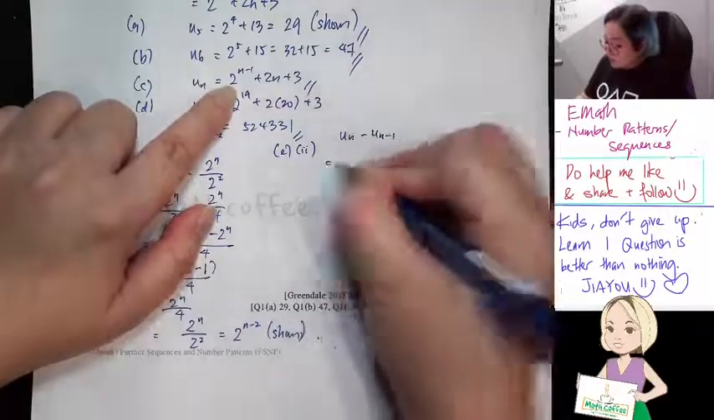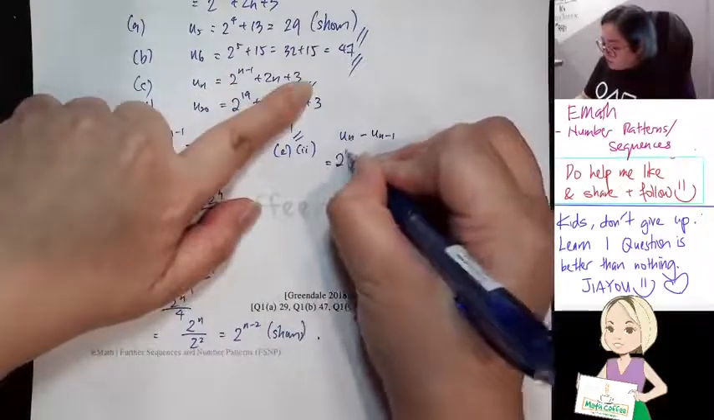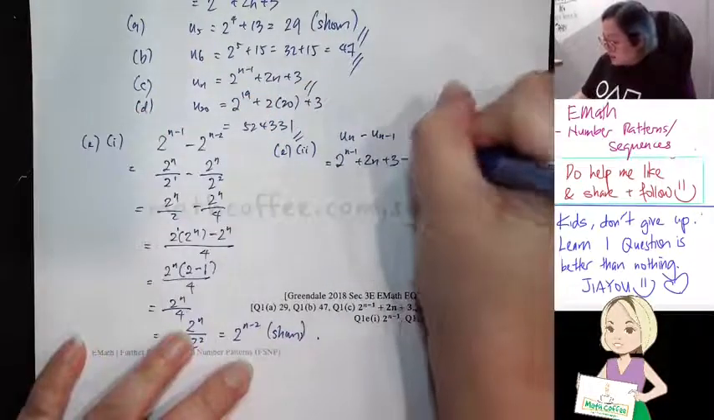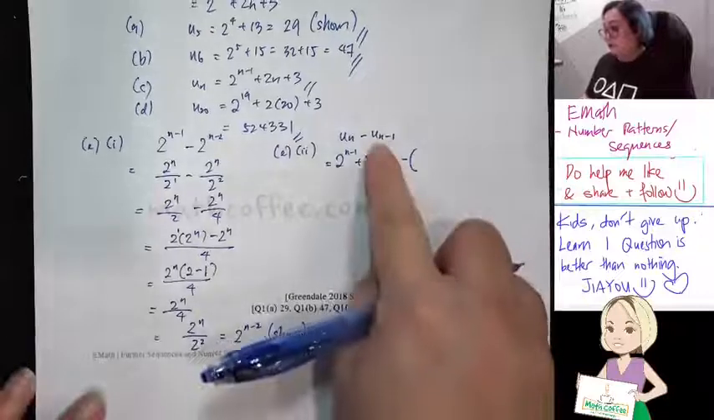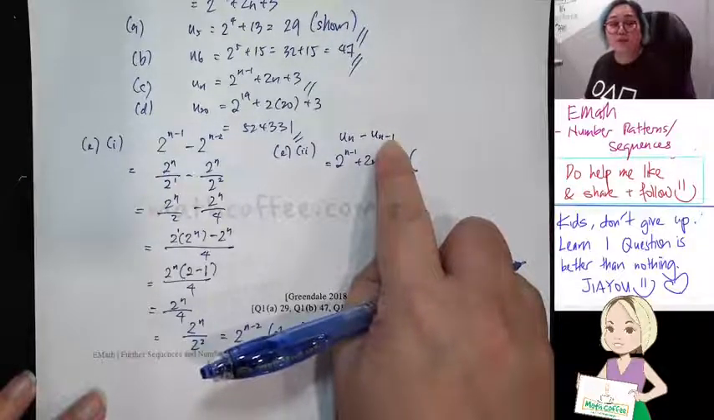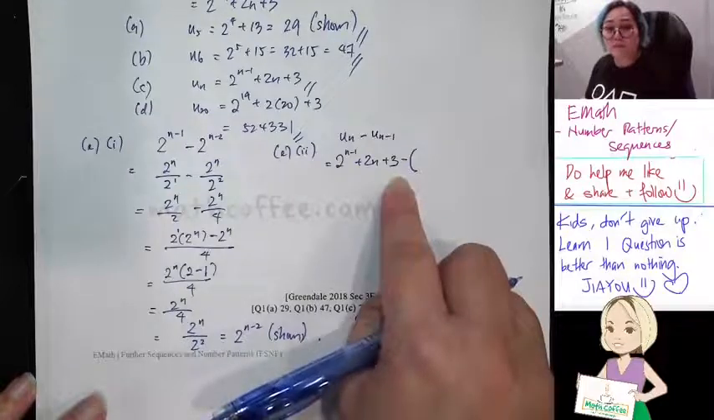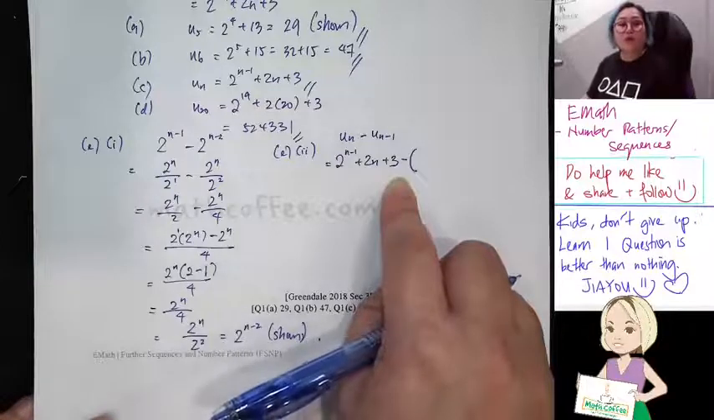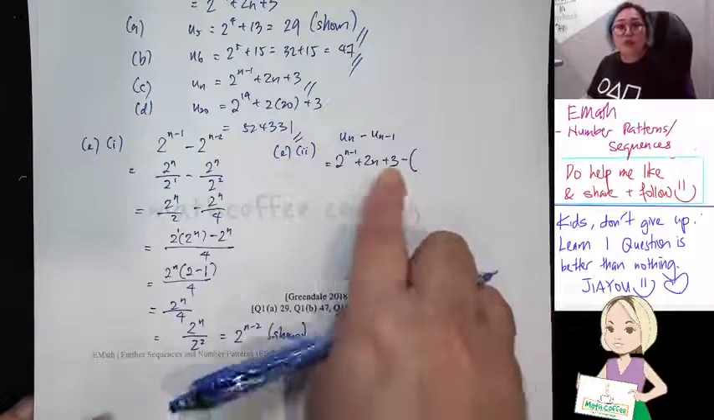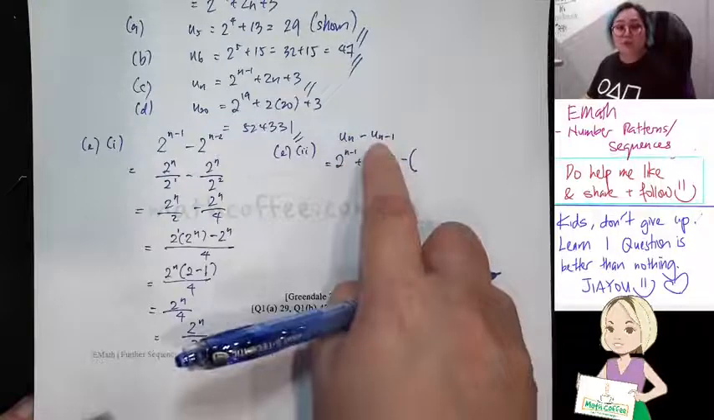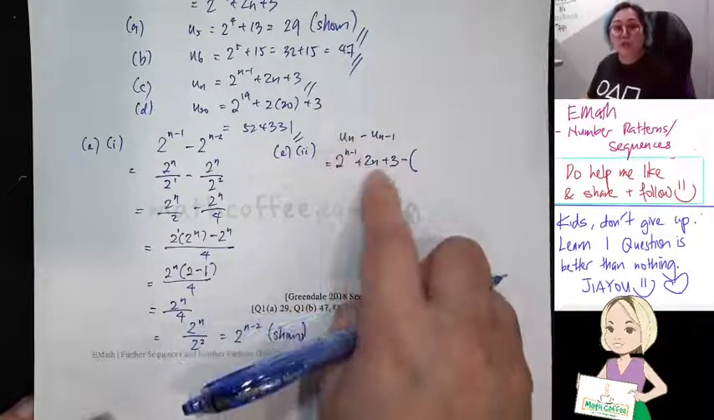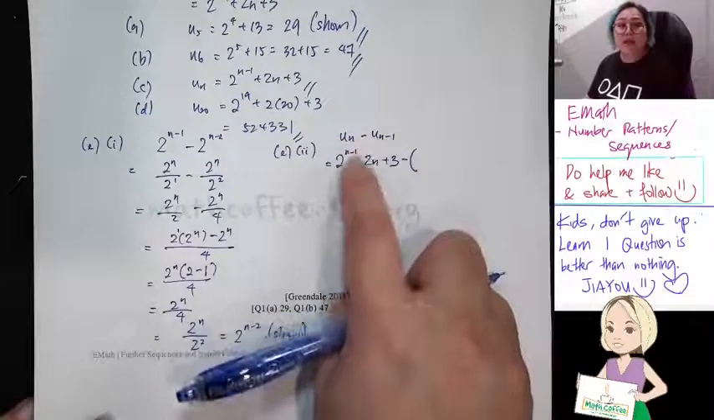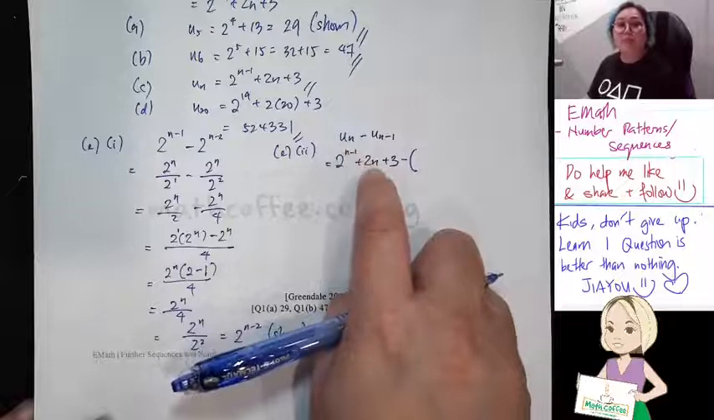So I'm going to just write exactly the same: 2n minus 1 plus 2n plus 3, subtract. When we say un minus 1, we're going to use the same thing, whereby the n now becomes n minus 1. Un is when I use the expression with the n. Un minus 1 simply means that I'm going to replace all the n to become n minus 1.